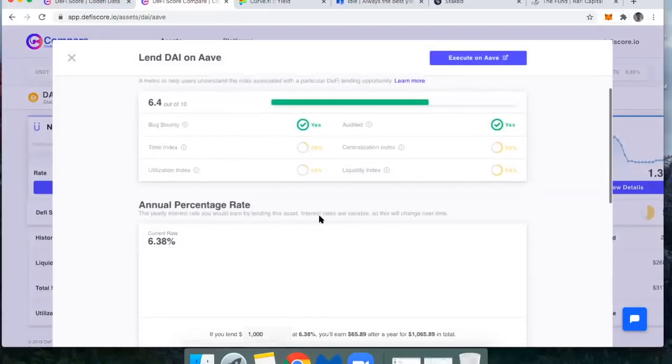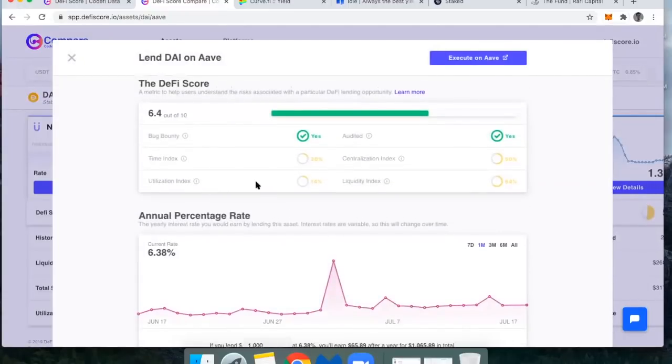So this gives me an understanding of what this DeFi score is like, and it's out of 10. Basically this helps me understand why it's a 6.4 out of 10. I think in these early days, I really don't have a gauge for what is bad or good out of 10. I do know that if you have a 10 out of 10, that's really good, and if you have a 1 out of 10, that's probably not good. But anyways, I can look at this and figure out, okay, why does Aave have a 6.4 out of 10?